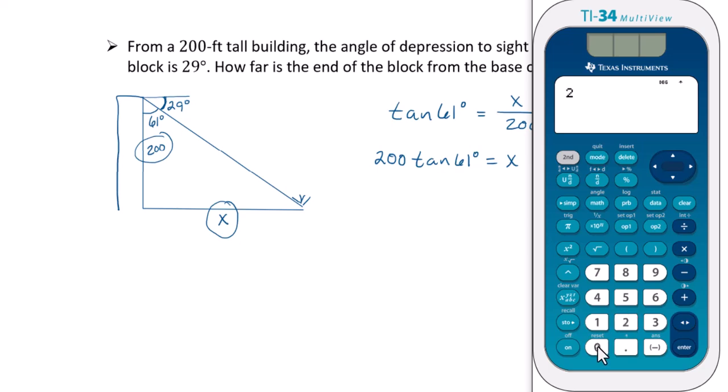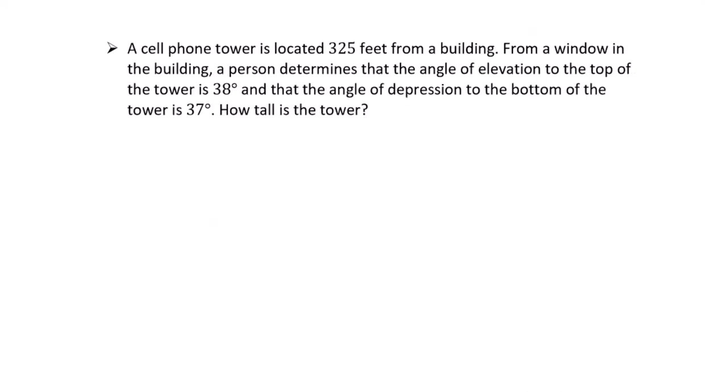And again, I need to change my mode to degree mode. I have 200 times the tangent of 61 degrees. And we get about 361. So X is about 361 feet. So the end of the block is 361 feet away from the base of that building.